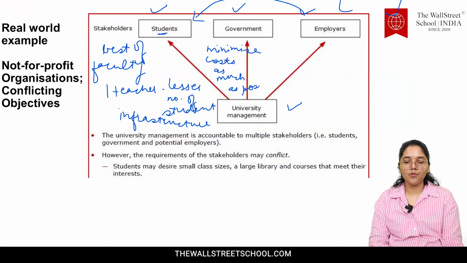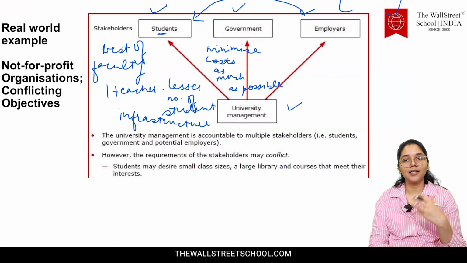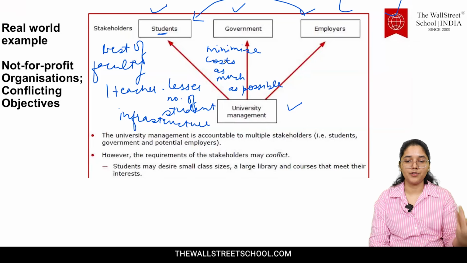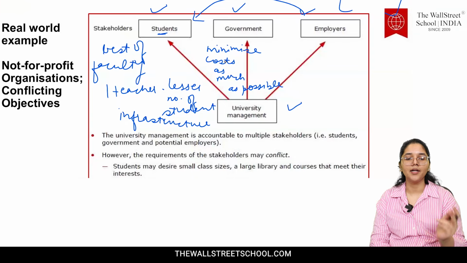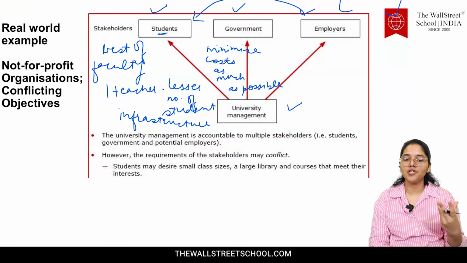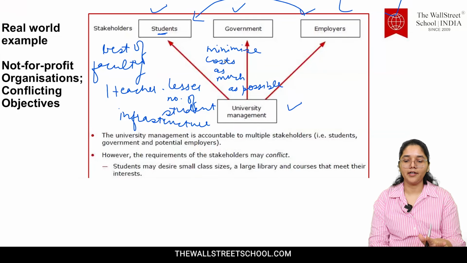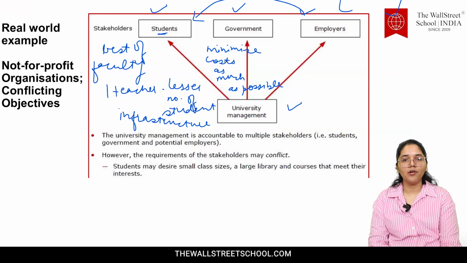So if the students want the best of faculty, the faculty is going to be paid nicely also, which will involve costs. So it conflicts with the objective of the government. Then the students are going to want infrastructure, government will want to minimize the cost. Again, infrastructure comes with a lot of spending. So again, conflicting objectives. Then let's talk about employers.